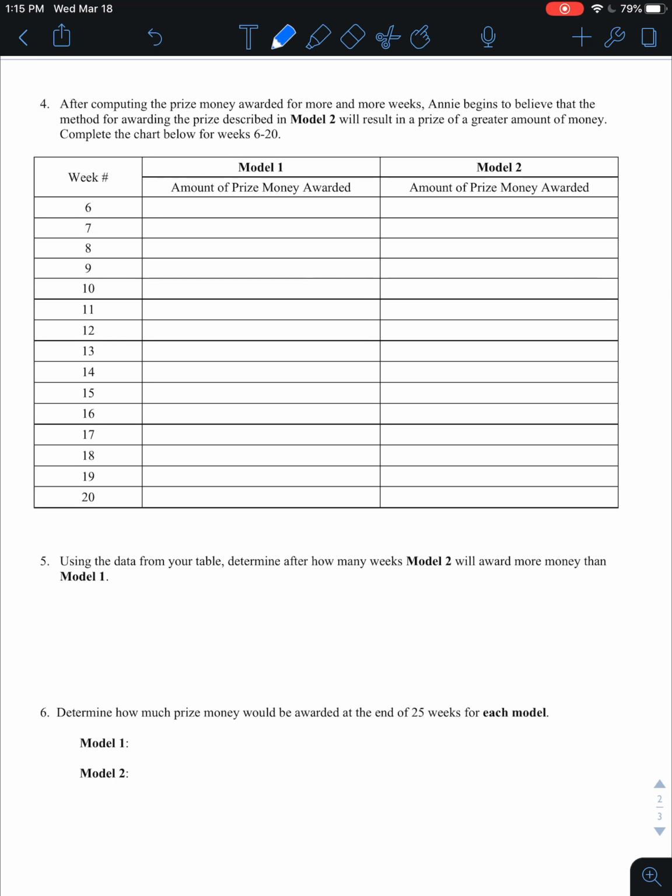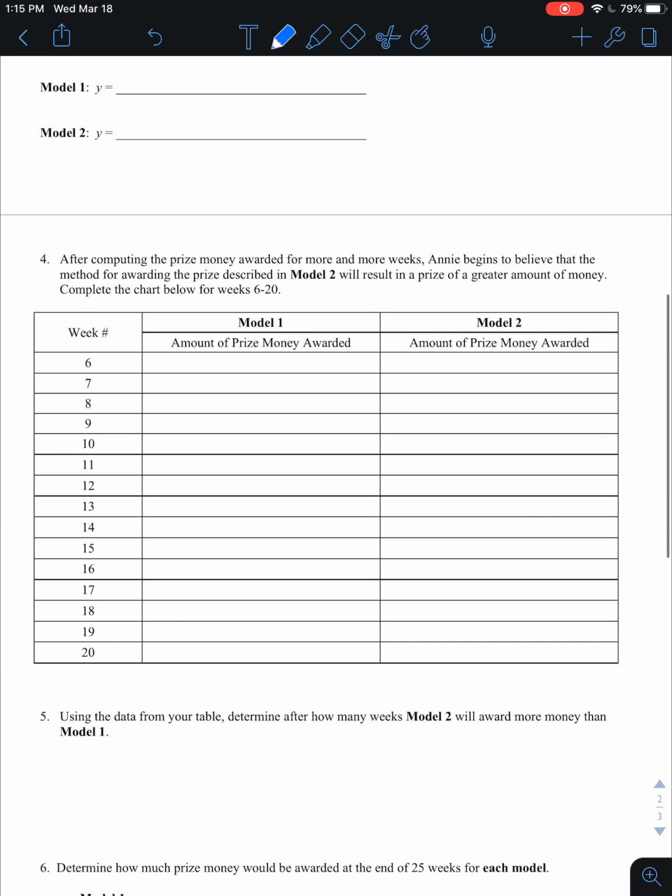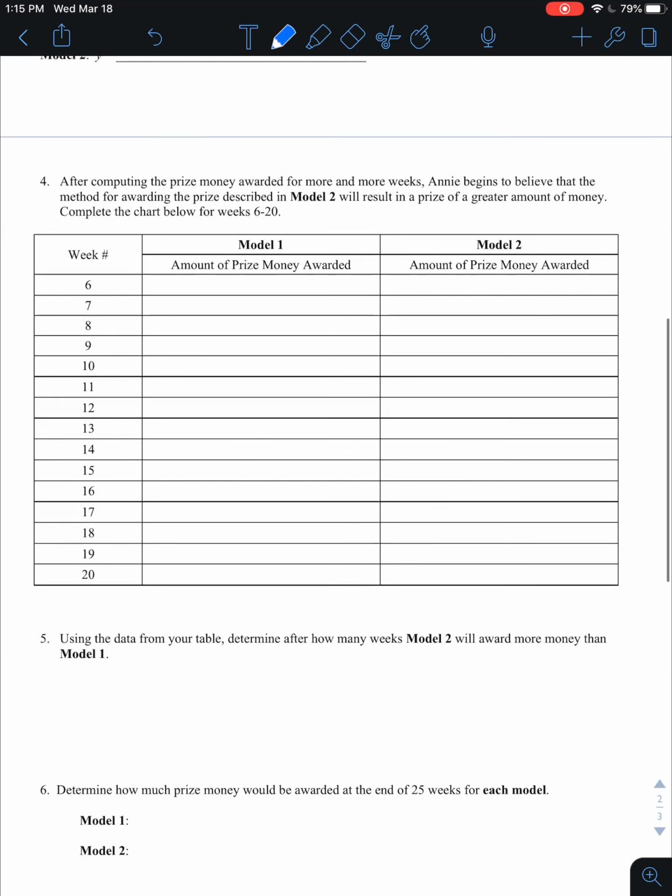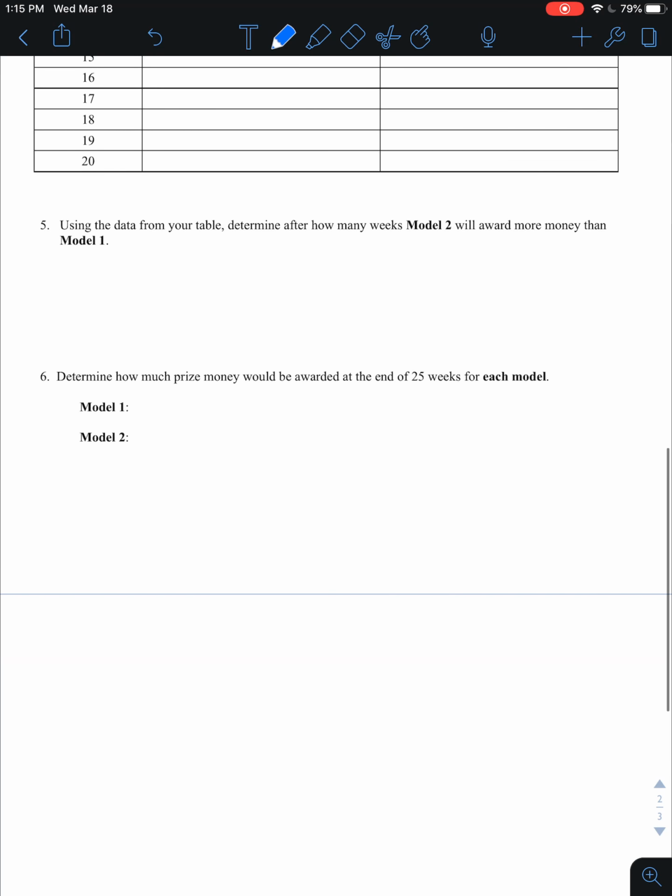So you could, one of two options. You could continue just by filling in the table, by thinking about the scenario. One is doubling, one is adding $5 a week. Or you have equations now above number 4 in your Model 1 and 2 equations. You could use them and use your calculator.